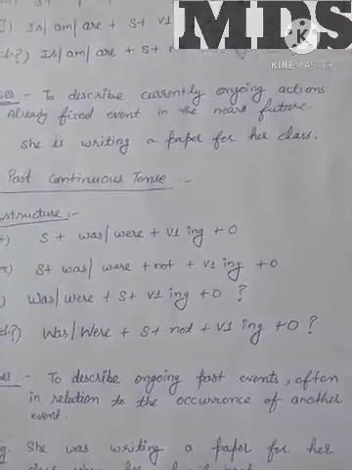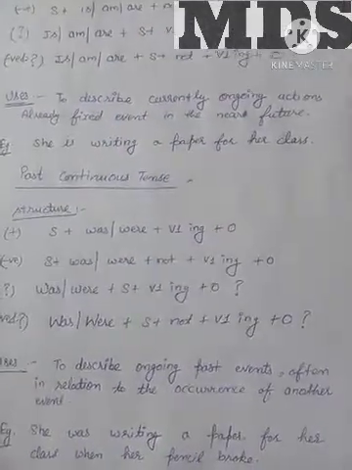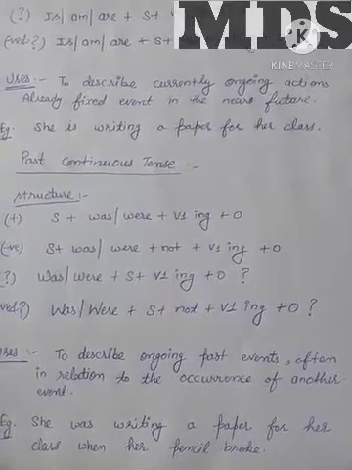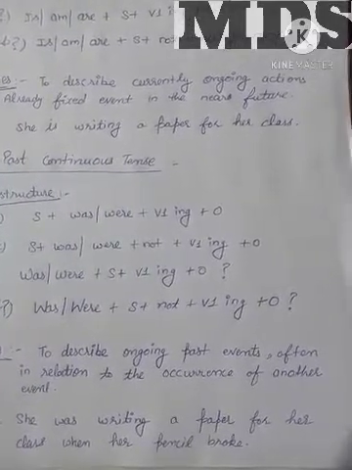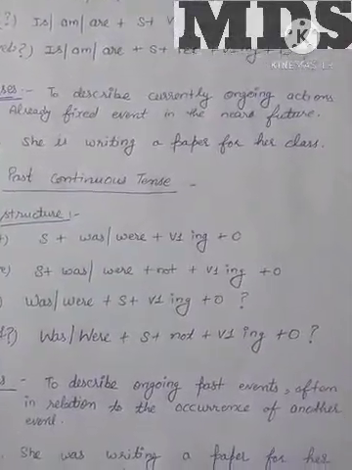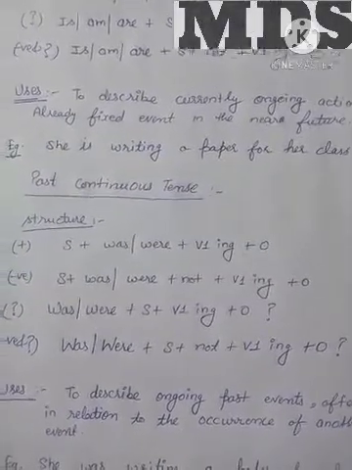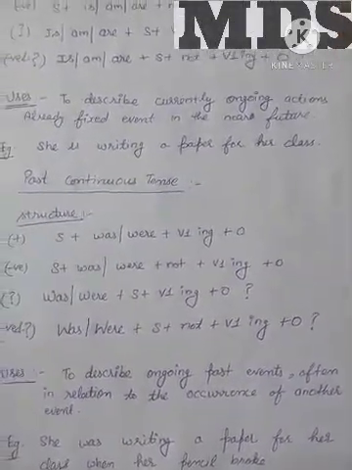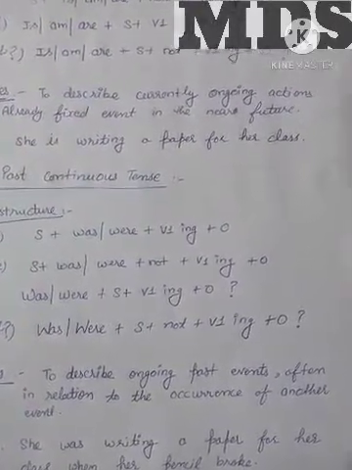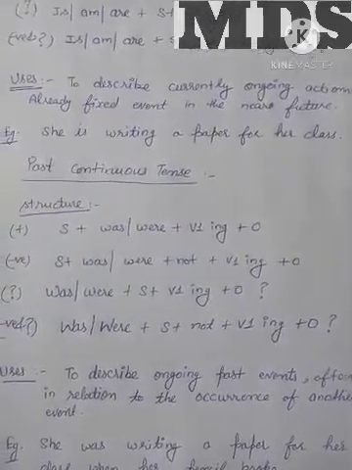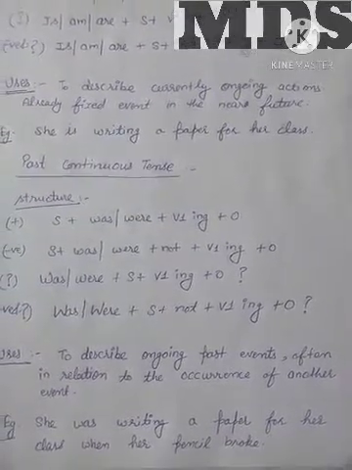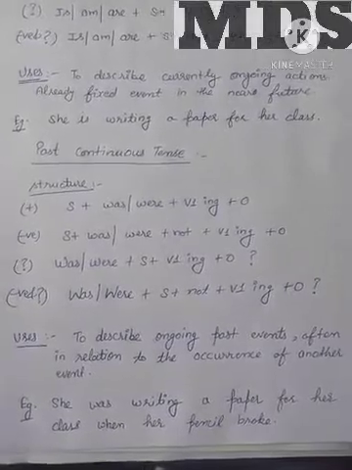So where are we going to use this tense now? This tense is used to describe ongoing past events, which often have a relation to the occurrence of another event. Like something that was started in the past and still is being continued right now, and it has a relation with the occurrence of another event, meaning something is depending upon that event. In those situations we are going to use this tense.